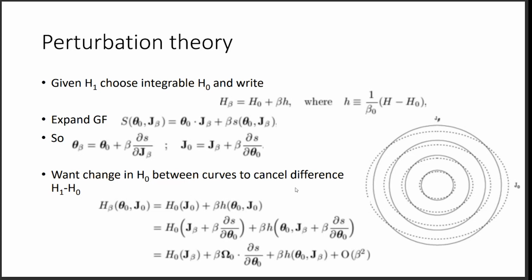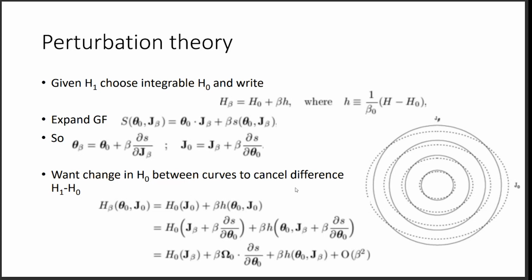And then we say, let's consider a one parameter family of Hamiltonians, H beta being H naught plus beta times H, where H is 1 over beta naught times this, so that when beta is naught, it's H naught, and as beta becomes beta naught, H becomes the real Hamiltonian. No, I've done that wrong. Doesn't matter. You get the idea. I have a one-parameter family of Hamiltonians which start off as the integrable Hamiltonian and finish with the Hamiltonian that I'm given.